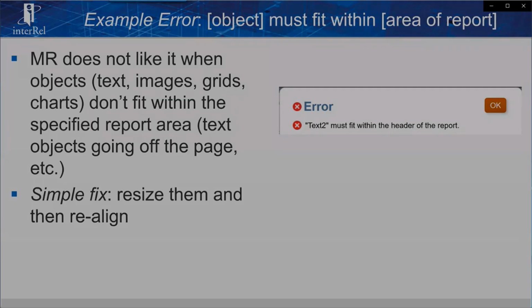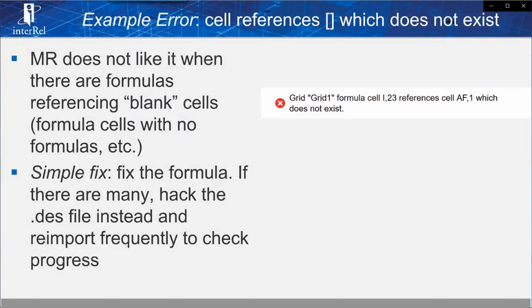Here's another example error. This one's a little bit more complex. This one is saying, hey, in this grid, and it gives you the name of the grid, there is a formula cell that references a cell that does not exist. So basically go fix that. So this is an example of an FR error that is allowed that MR does not allow. So it really does not like it when formulas are referencing blank types of cells. So the simple fix is to fix the formula.